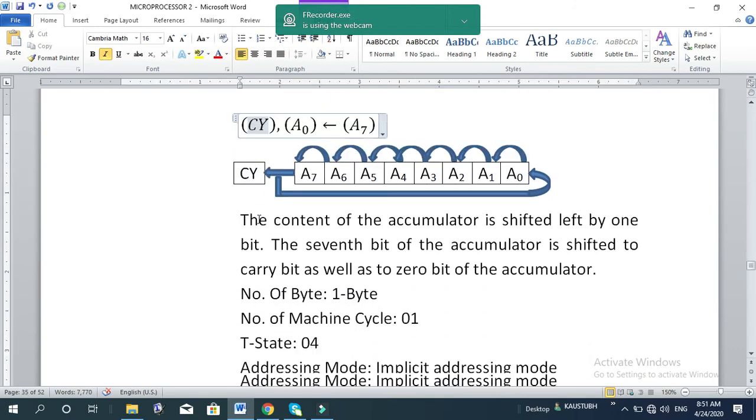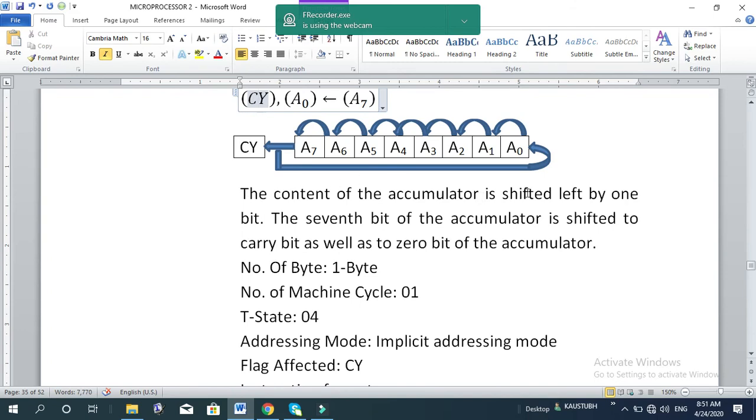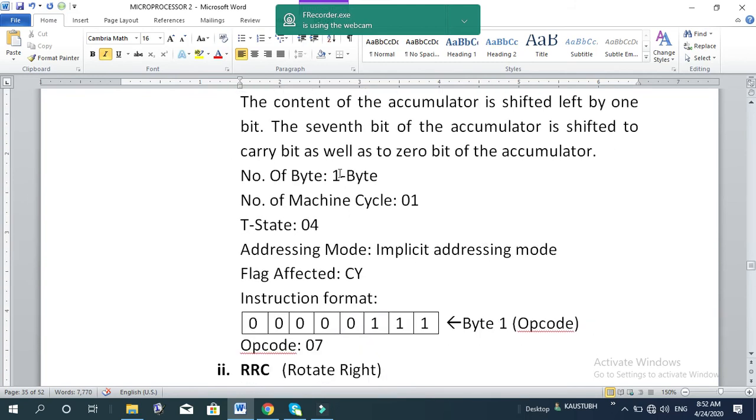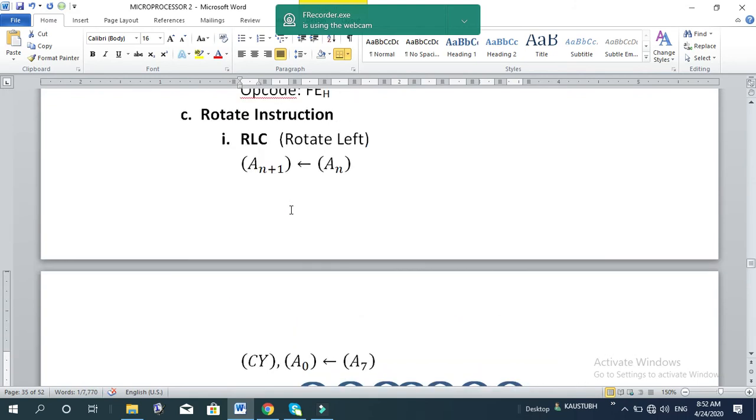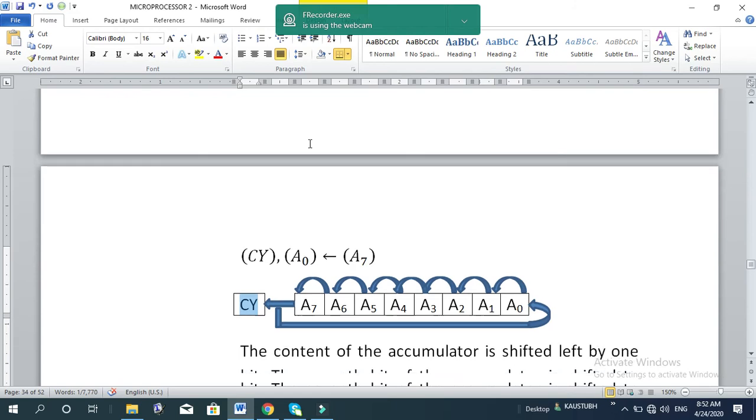Similarly, rotate right. Rotate right will shift towards the right by 1 bit. Accumulator content is shifted by 1 bit. That means A7 will go to A6, A6 will go to A5, A5 will go to A4, A4 will go to A3, A3 will go to A2, A2 will go to A1, A1 will go to A0. Now where will A0 go? A0 will go to the carry flag as well as to A7. Okay, so An comes from An plus 1, and carry and A7 come from A0.